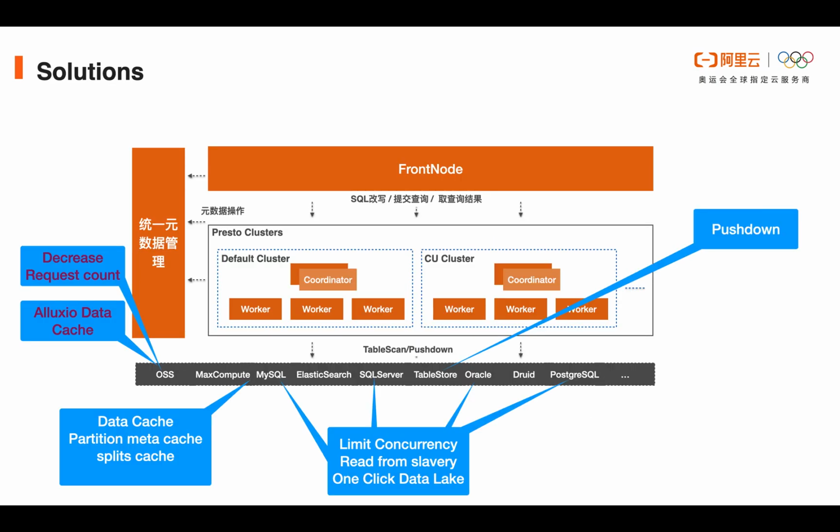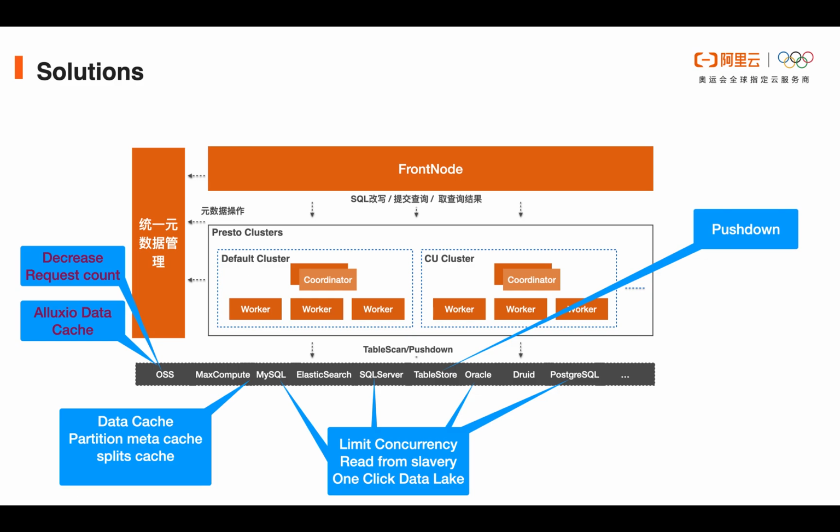Now let's look at the fourth solutions. For the OSS data source, we decrease the request count to reduce fees, and we also use Alluxio data cache to improve performance. And for MaxCompute, we use a lot of caching methods to improve performance. And for the online systems, we limit concurrency, read from slave, and also use one-click data lake so that users can read data from OSS instead of their online systems.